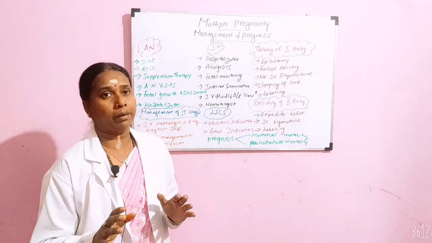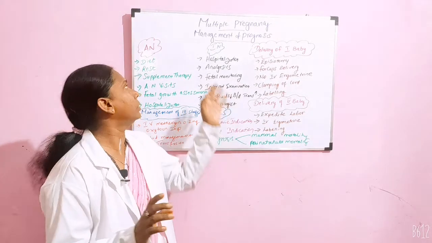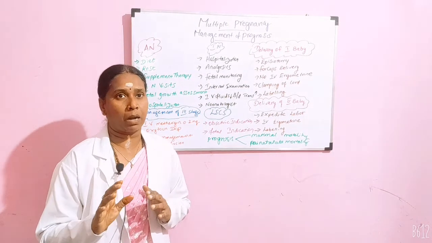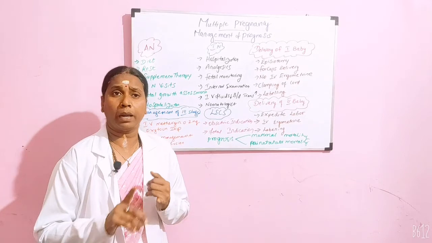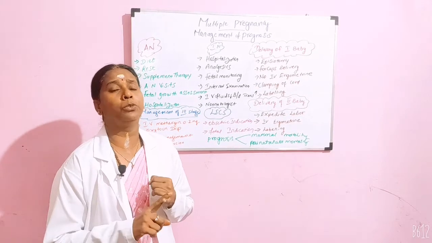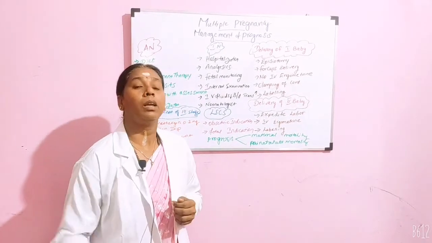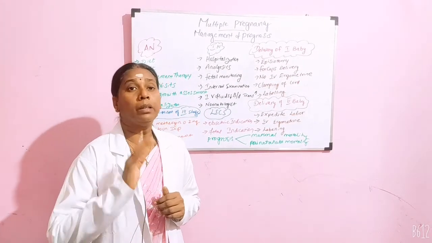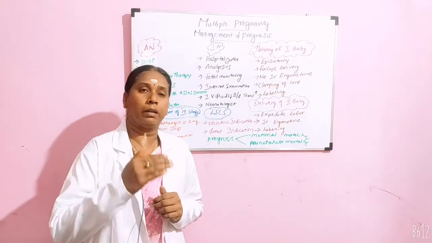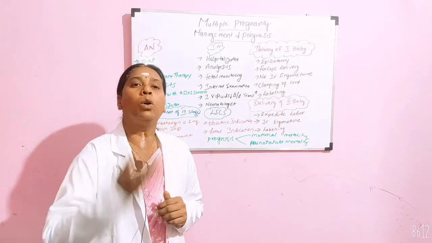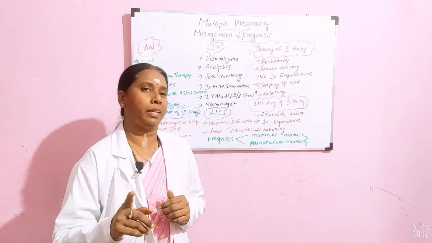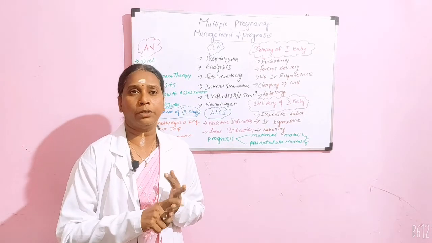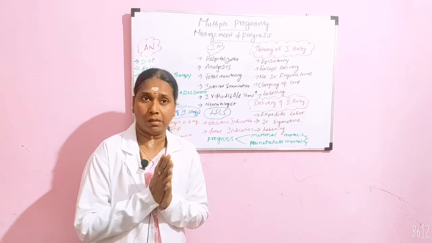So in the antenatal period, the first area is dietary management. When we come to the dietary management part, the mother has to get an adequate amount of nutritional supply. The calorie requirement for the mother is going to increase by more than 300 kilocalories compared to a normal singleton pregnancy. Again, your calcium you have to increase, your iron you have to increase, so everything you have to increase in your diet.